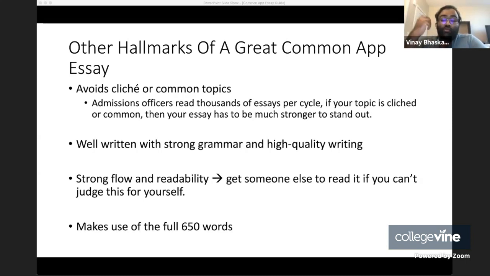Whereas if your essay topic is much more unique, either unique itself or a unique spin on a common topic, that's going to make it easier, right? The standard of success for, say, a sports essay is a lot higher than the standard of success for, say, a Peruvian basket weaving essay, right? And the reason for that is pretty simple, right?